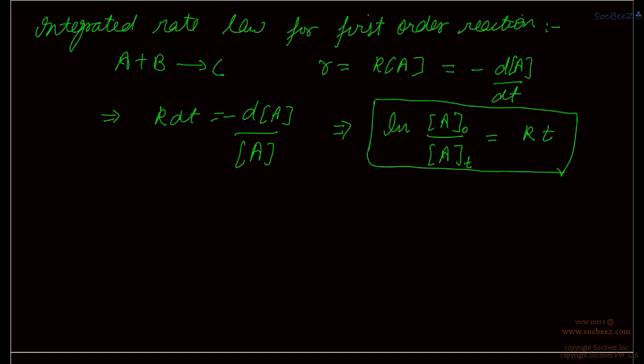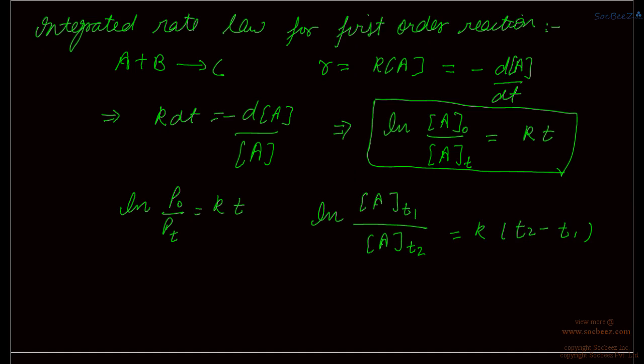Suppose the species are in gaseous form and have initial pressure p naught and pressure at time t as pt. Then the integrated rate law can be written as ln p naught upon pt equals kt. Suppose we have calculated the rate for a particular reaction at T1 and T2, and we have the concentrations A at T1 and A at T2. Then this law can also be written as ln of concentration of A at T1 upon concentration of A at T2 equals K into T2 minus T1.